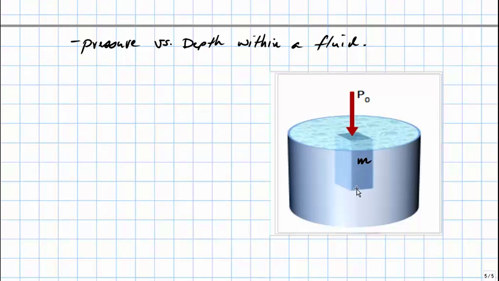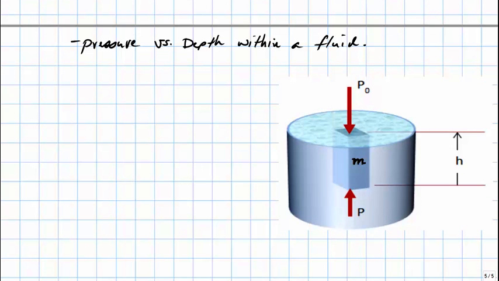So how is it that the column of water is floating? The column of water is able to float because the surrounding fluid exerts a pressure on the underside of the column that's directed upwards. We will refer to this pressure as P, and we will also note that this bottom surface is located at a depth h with respect to the surface of the fluid.